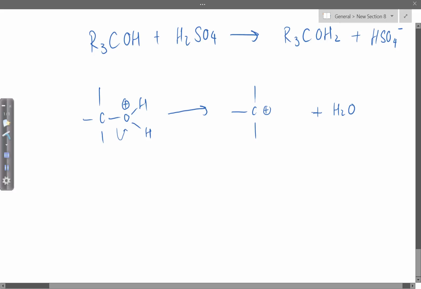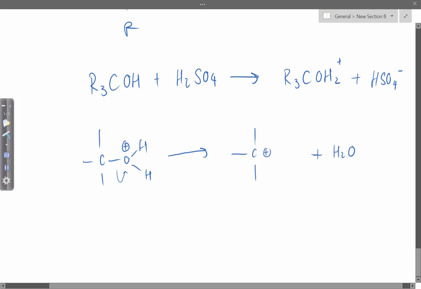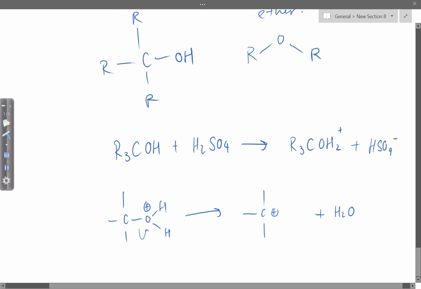So next, a new CO bond is formed. Remember, you must generate this ether product. So how do you form a new CO bond?